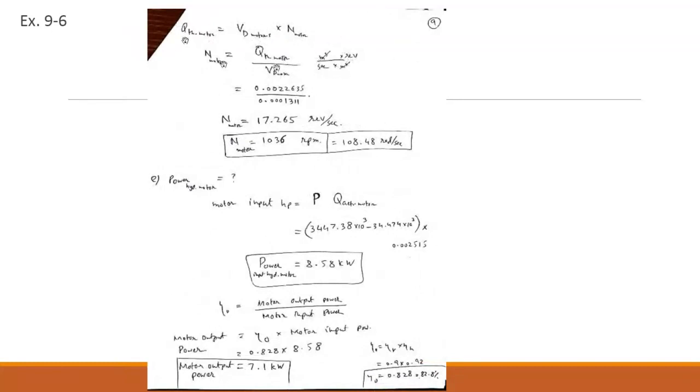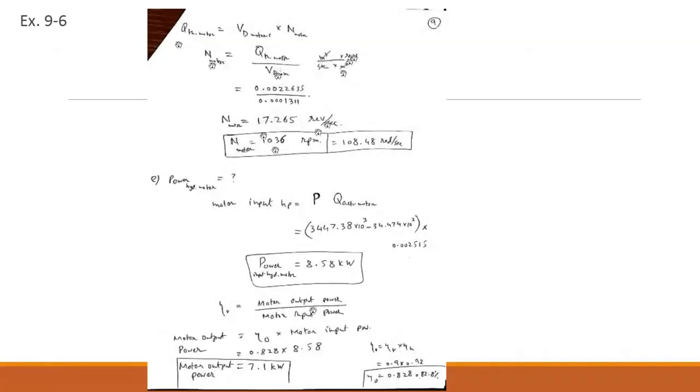Now let's see the units. The units are very important and need to be understood very clearly, because if you use wrong units, then it will be a big problem. We have this Q theoretical in meter cube per second, and this Vd is meter cube per revolution. So the meter cube would cancel, and you'll have revolutions per second. The number that you'll get will be revolutions per second. It will not be RPM, it will be RPS.